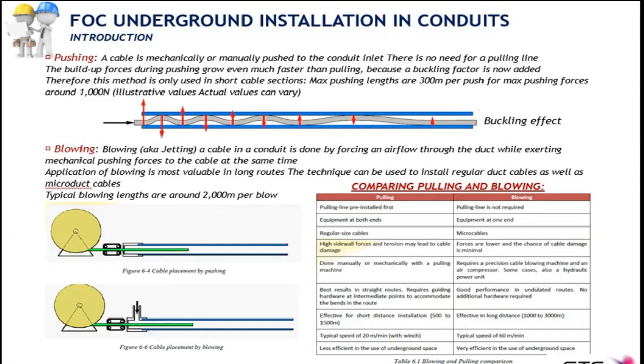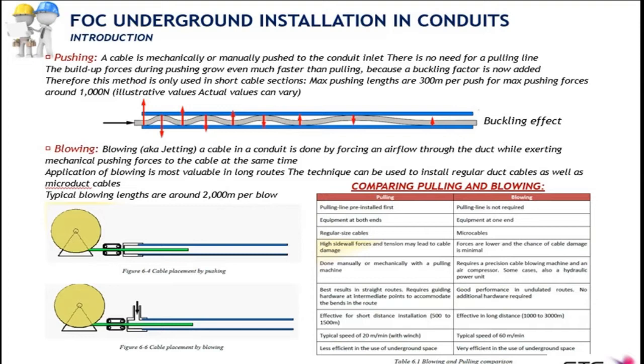Obviously, physics still plays a role even in blowing installations, so buckling will appear, but at much higher installation forces and longer distances, and we will see that later on. This installation method allows for 2,000 meters and even beyond easily. So from the three different installation methods that we've seen, obviously the most important and most commonly used ones are pulling and blowing.